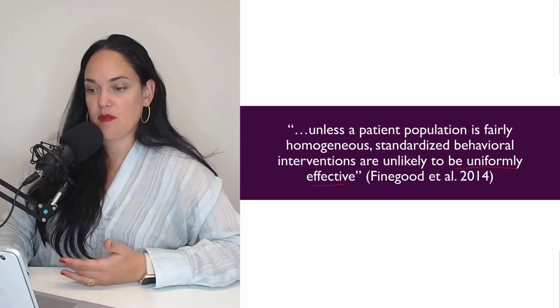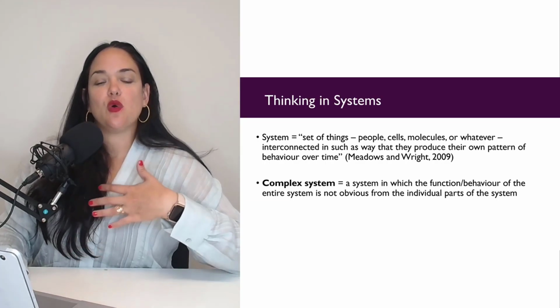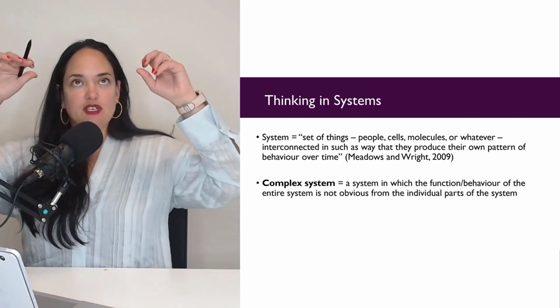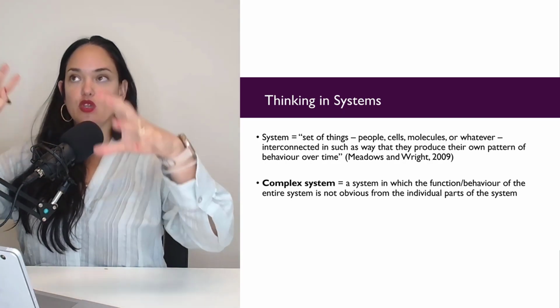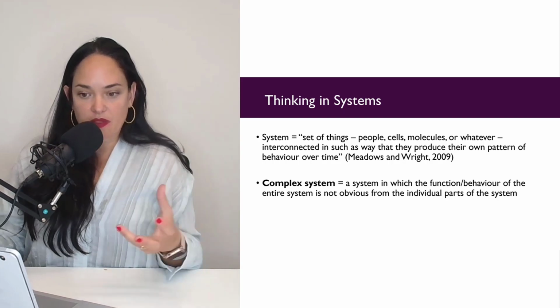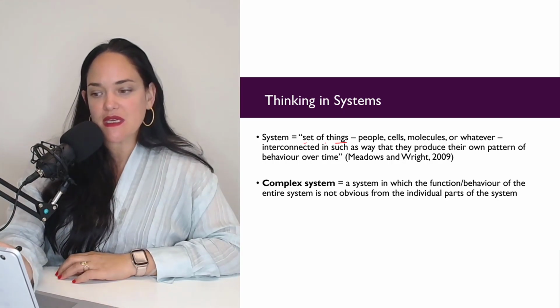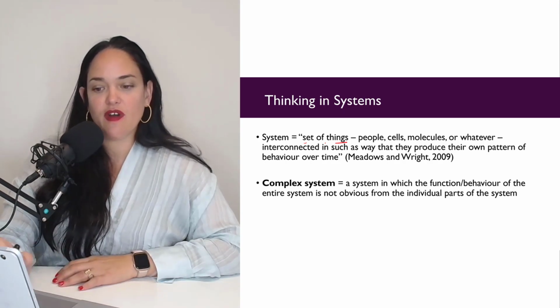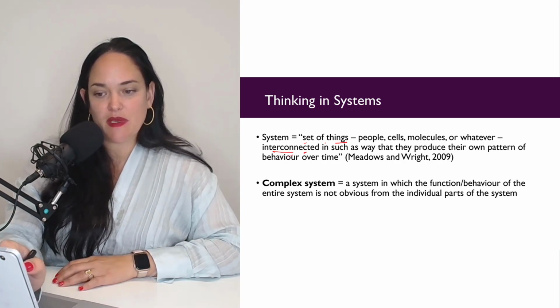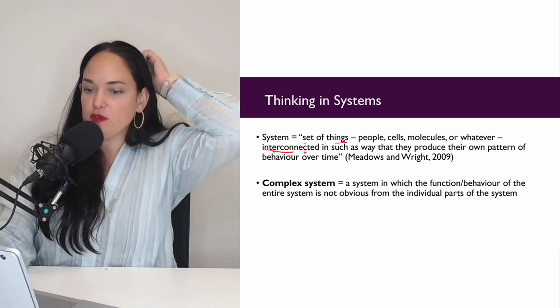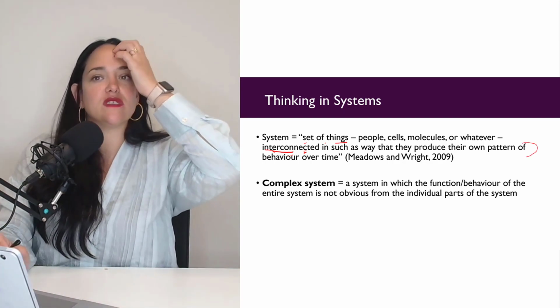Not one factor, but how a bunch of different factors work together that is promoting that particular health outcome or that particular health behavior. Okay, so thinking in systems, when I say thinking in systems, I'm thinking like we're not just looking at one part. We're looking at the different parts and how they work together. So a system is a set of things, people, cells, molecules, whatever, interconnected. That's the big word here. The connections are what matters, right? That they produce their own pattern of behavior over time.